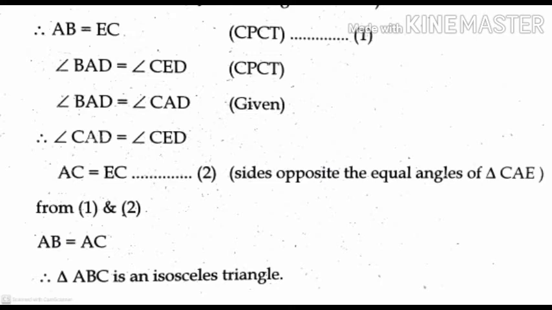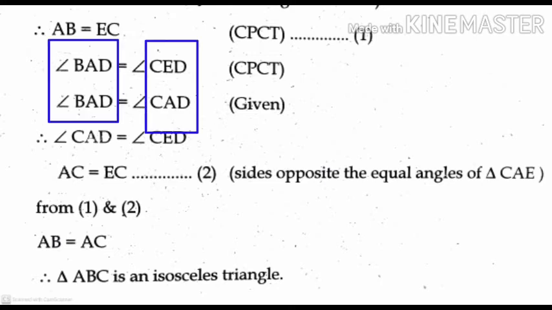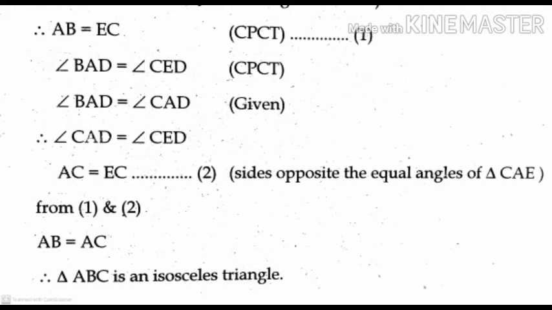Angle BAD is equal to angle CED according to CPCT. Angle BAD is equal to angle CAD, it is given in the problem. Here the LHS parts are equal, so the RHS parts are also equal. Therefore, angle CAD is equal to angle CED. It is equation 2.